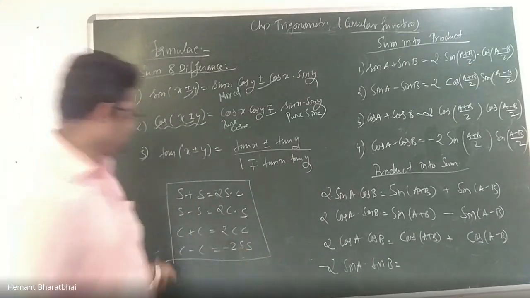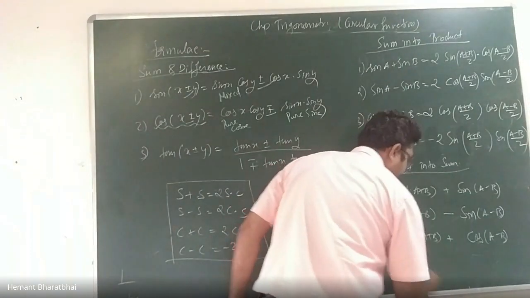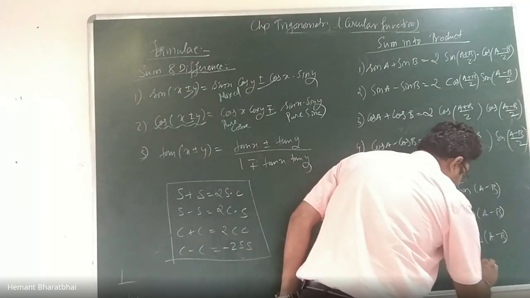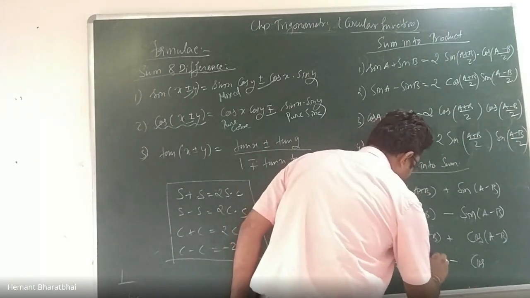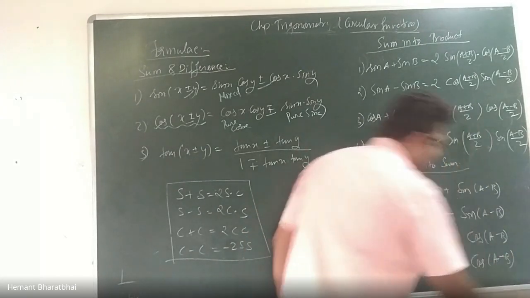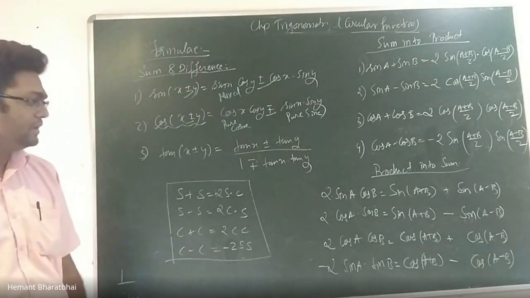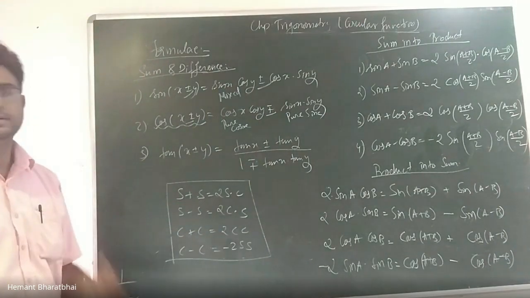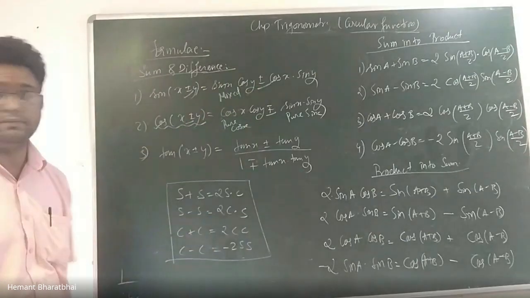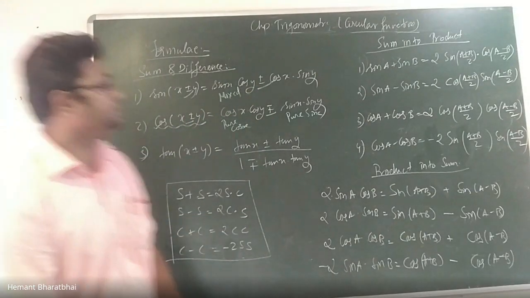So if I have minus 2ss, it should be c minus c. So I'll write c minus c. C stands for cos, so I'll write cos. The first term should always be a plus b. The second term should always be a minus b. Easy to remember.